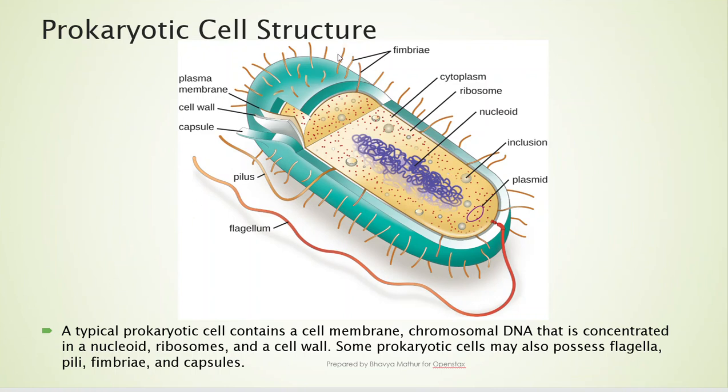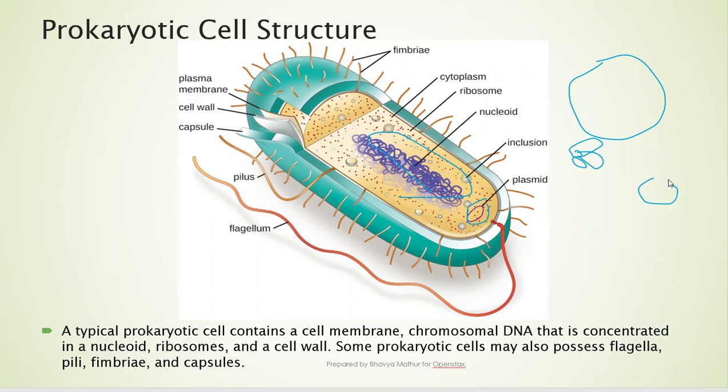Prokaryotic cell structure: the fimbriae, these little hairs, the plasma membrane, the cell wall, capsule if it's present. Pilus, these are like elongated fimbriae, and those guys are used for reproduction. And then the flagellum, which is used for motion. There's the nucleoid region right there, and bacterial DNA is circular, by the way, although that doesn't look circular. If you took that circle, well, it is circular.